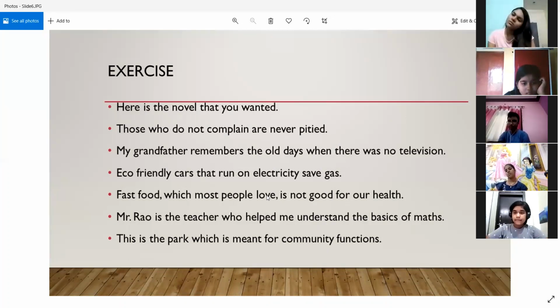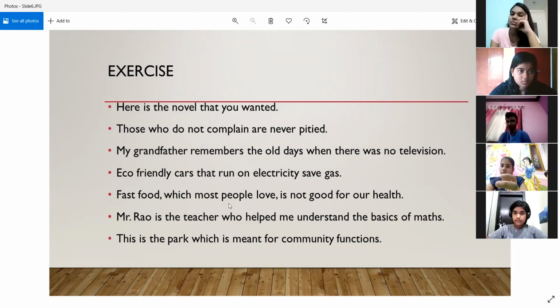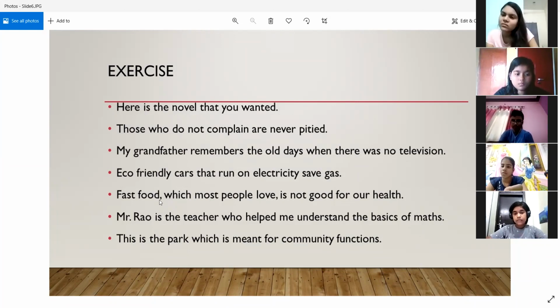If the question is what is not good for our health, the answer will be fast food, which most people love, is not good for our health. So the whole part, fast food which most people love, will start acting as a noun clause because it will answer the question what is not good for our health. But if we remove the noun part from here and keep only this part, which most people love, then it is describing the fast food. Which type of fast food, right?